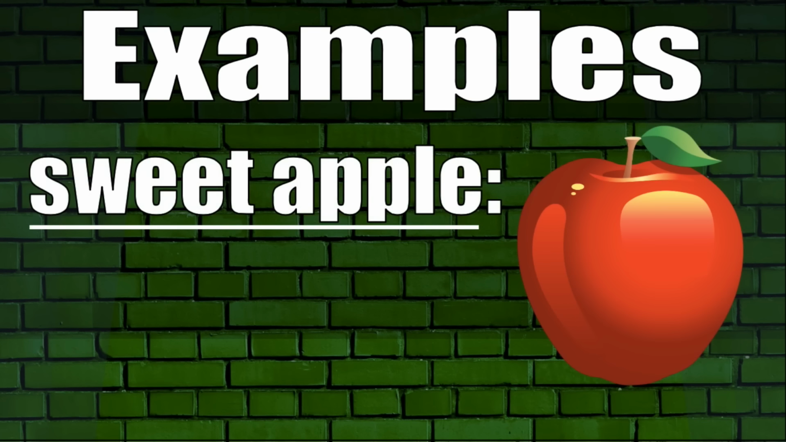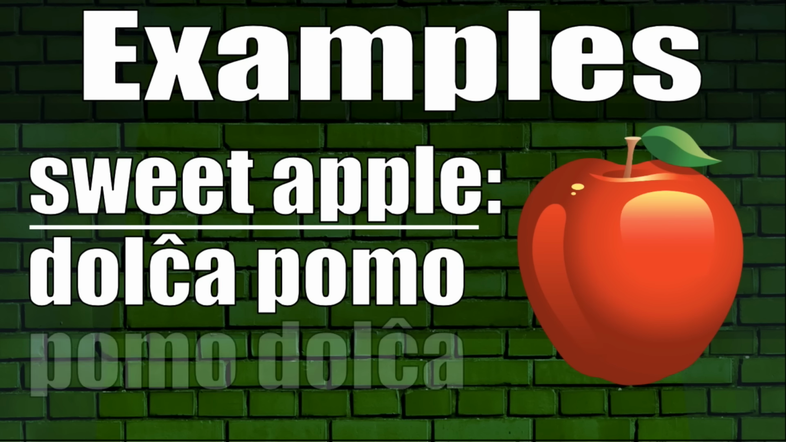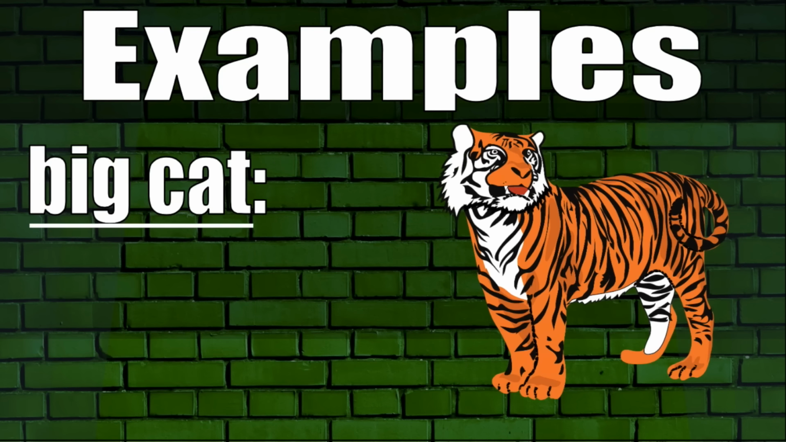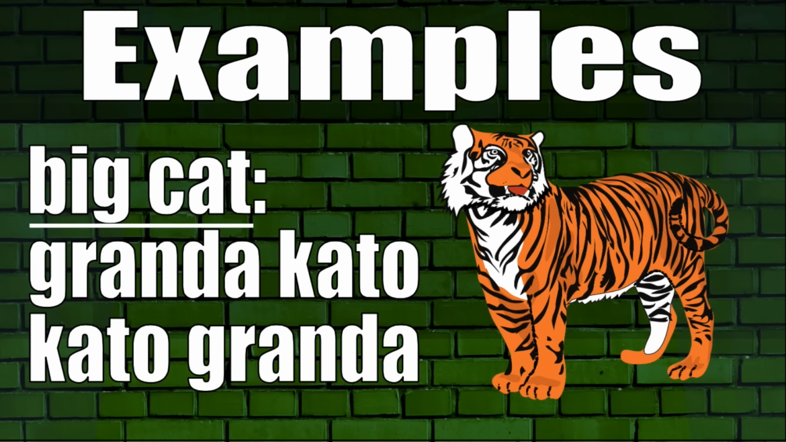An example of this is sweet apple. You can either say dolce pomo, or you can say pomo dolce. Either of these is correct. To say big cat, you could say granda cato, or you could say cato granda.